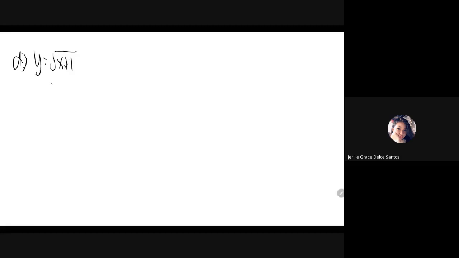So meaning to say, x plus 1 must be greater than or equal to zero. Solving for x, we have x greater than or equal to negative 1. Writing this into interval notation, the domain will be bracket negative 1 to positive infinity. Meaning it's included, not parenthesis. Okay?